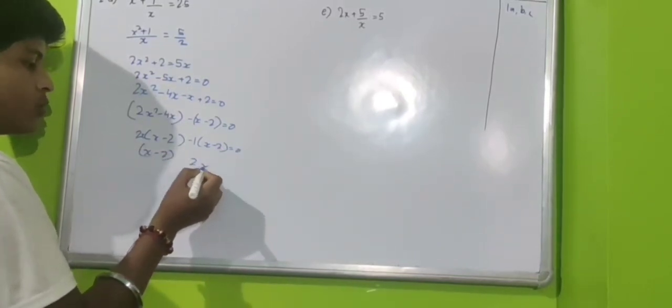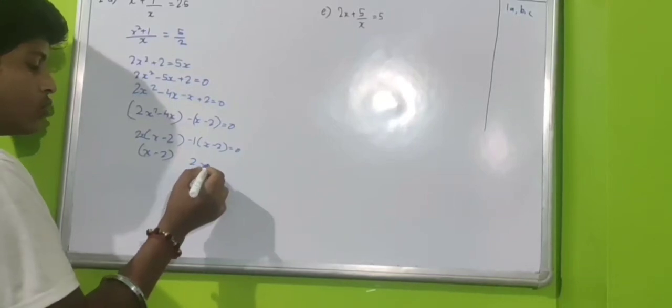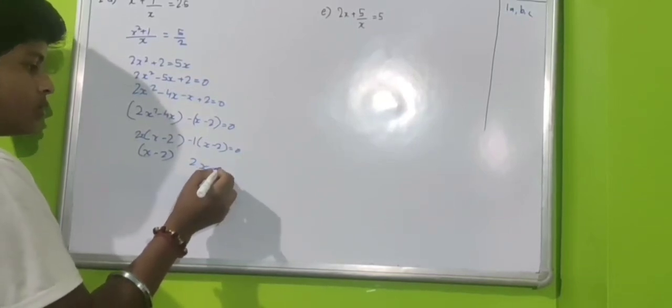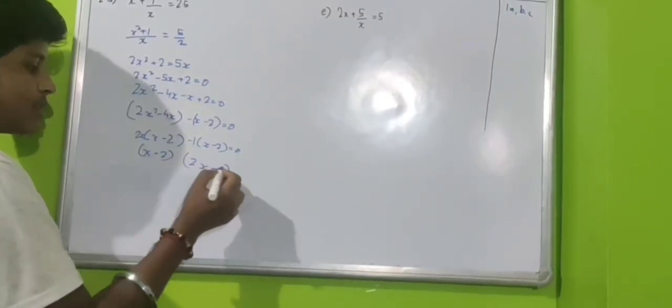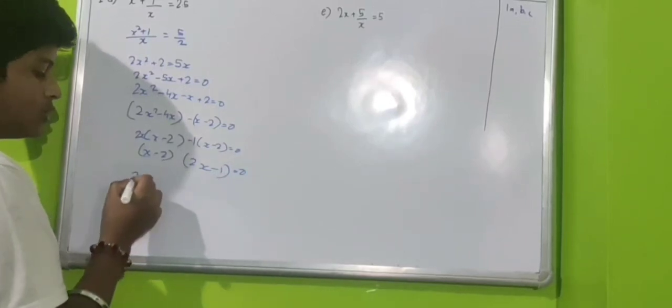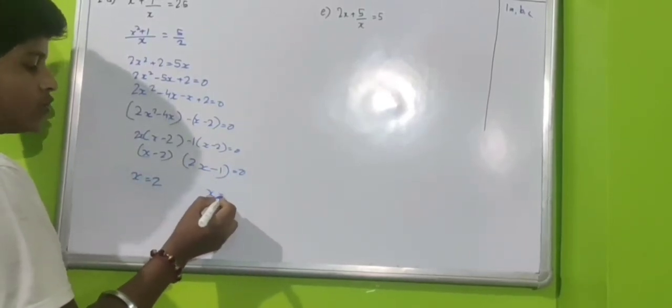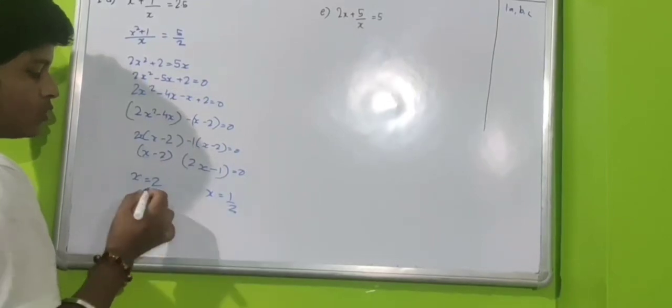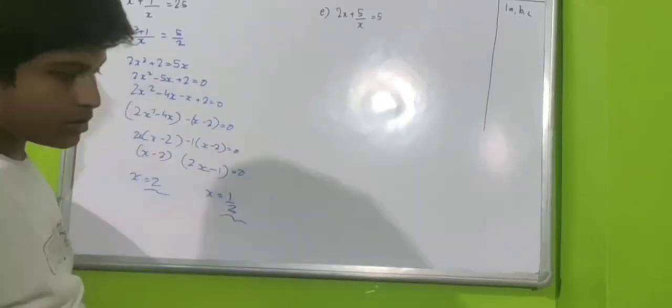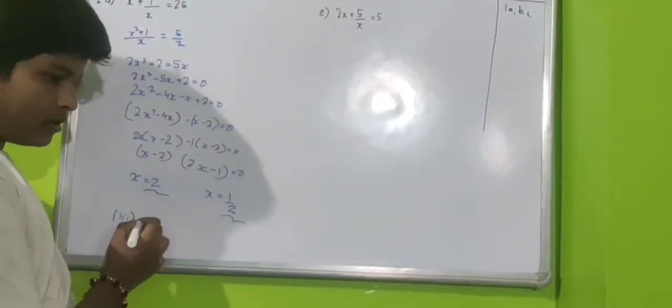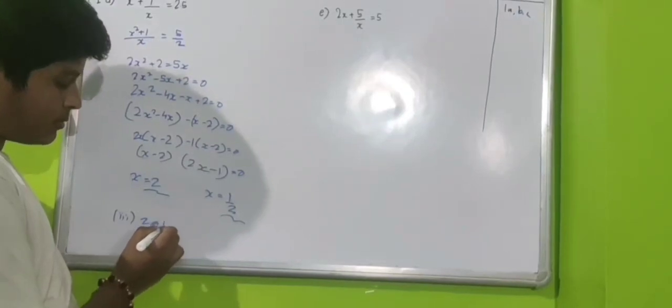Here the two factors are 2x minus 1 and x minus 2. So it will go x equals 2 and x equals 1 by 2. The factors are this and this: 2 or 1 by 2.